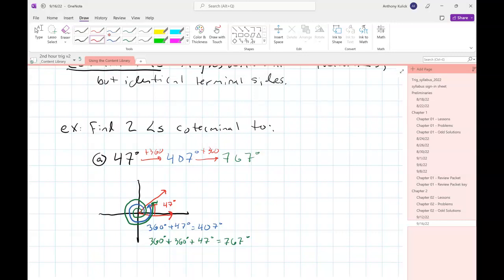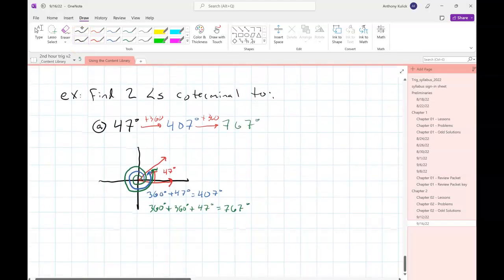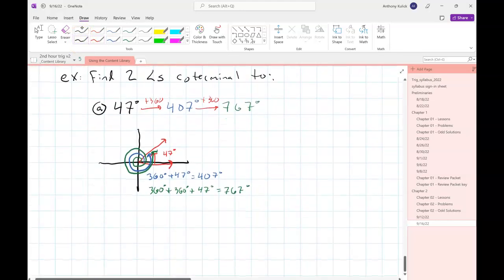Whoa! That's pretty nice, Mr. Kula, because that drawing you had down there got kind of messy. Well, it's no big deal.